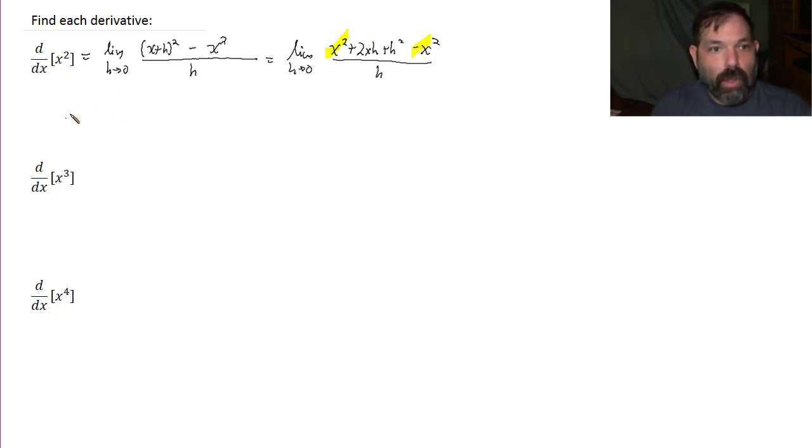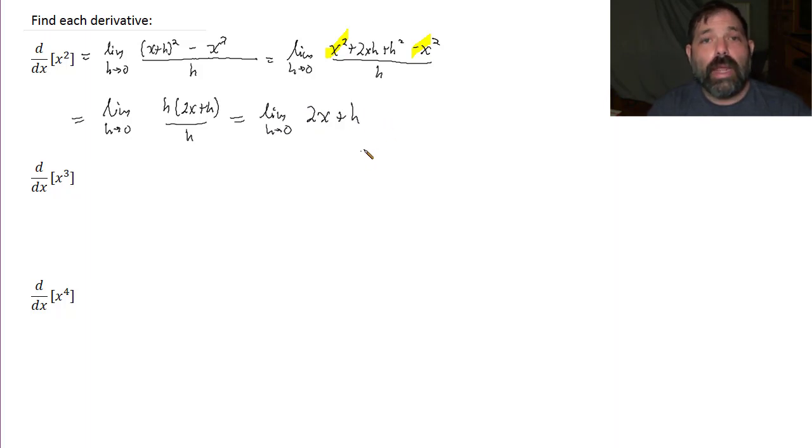We factor out the h, and we remove the factor of h. Now, letting h approach 0, that second term goes to 0, and we are left with 2x. So that, again, putting that together, d by dx of x squared is 2x.